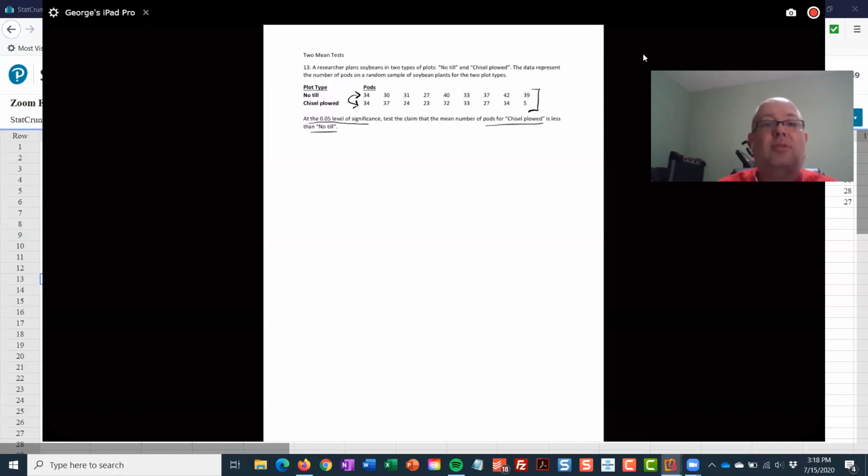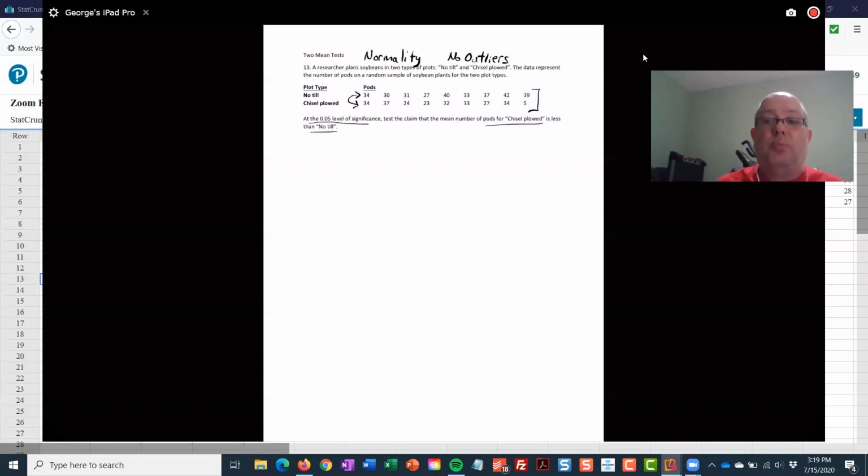It says the data represent the number of pods on a random sample of soybean plants for the two plot types. So we went into the two plot areas, we selected 9 of each type. There's no one-to-one matchup here. This is a two mean test, or at least it seems like a two mean test. Now for the two mean test, we have to have normality and no outliers for each of the two samples.